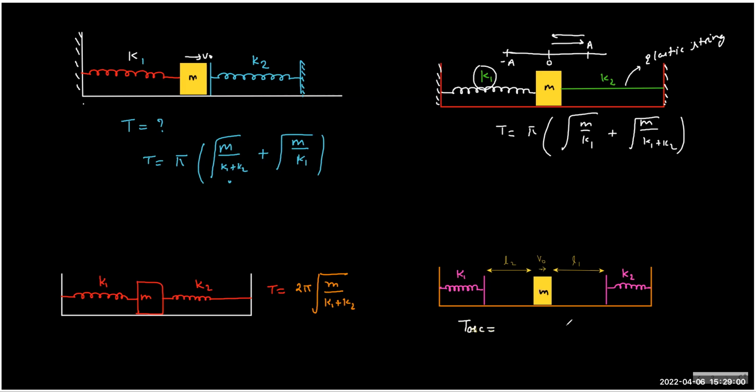Can you explain the question again? The question is, find the time period of oscillation of this block if it is given a velocity v naught as shown in the figure. How much time will it take to come back to the same location, moving in the same direction?